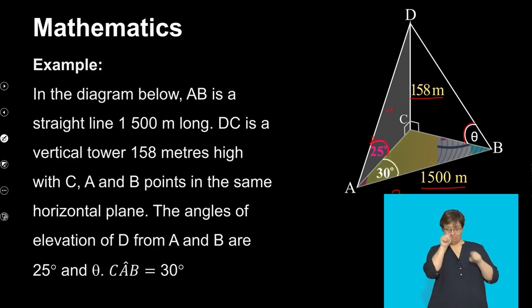But for these 2 triangles, we do have enough information to solve the right angle triangles, because remember we need 2 bits of information. For this ADC, we have 2 bits of information. Here we only have 1 bit of information. We've only got 158 meters. So the triangle we can solve as it stands is triangle ACD.